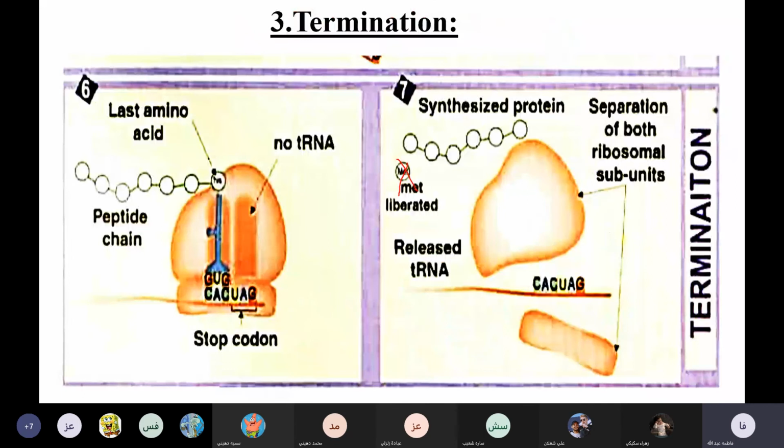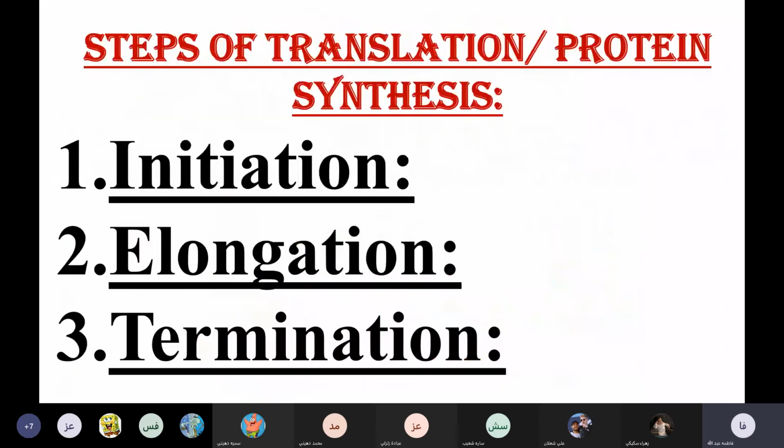Okay. Now I want to go back a little to the steps of translation. Translation requires energy. Okay, so translation needs energy. What do you think, in your opinion, which step out of these three requires the largest amount of energy? Elongation. Okay, elongation. Why do you think so, Obada?